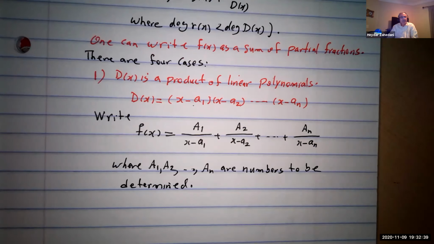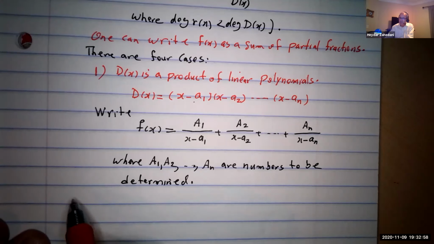So it's going to be case 1. Case 1 is the denominator is the product of linear polynomials. Let's try this one first, and then we go to case 2. Okay, are you ready? This is the most popular case in application.